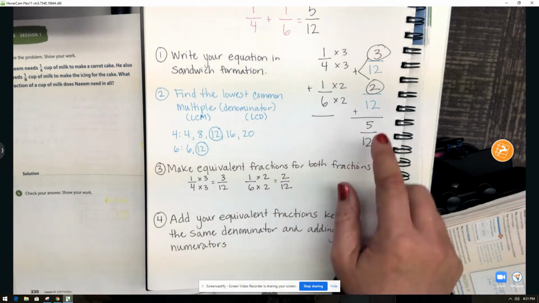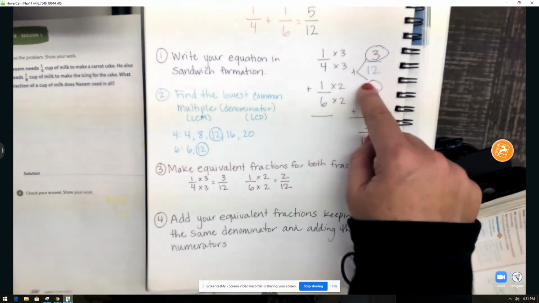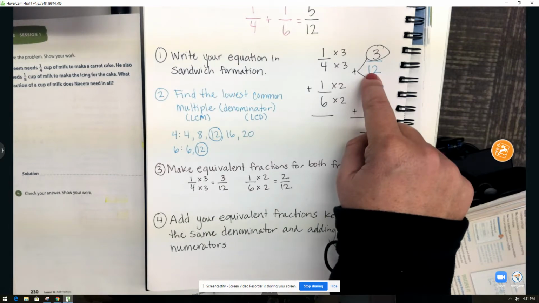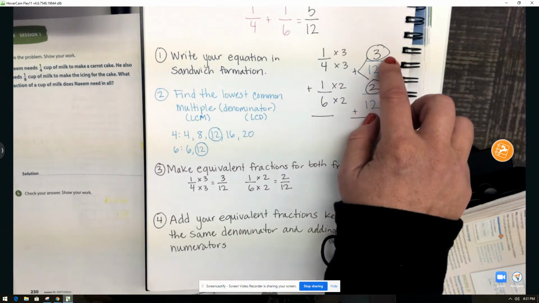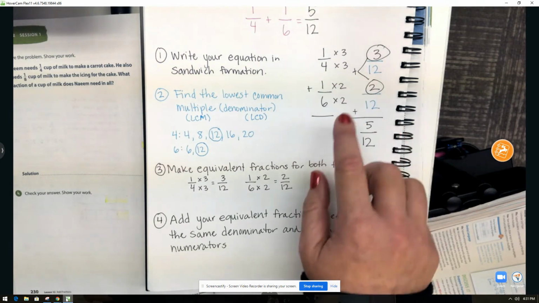Then I showed that up here as well. I found the equivalent fraction here. Sorry, somebody just stepped in the classroom.